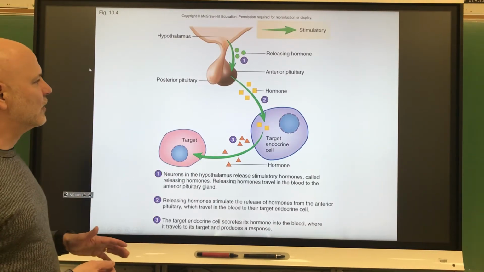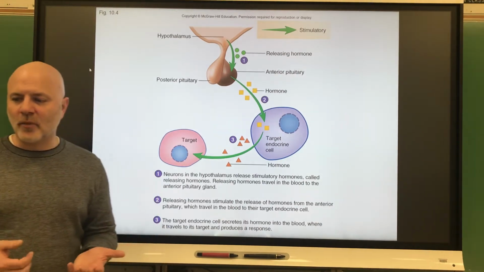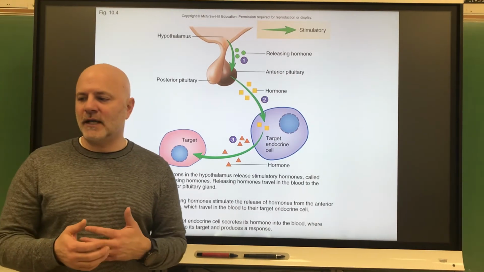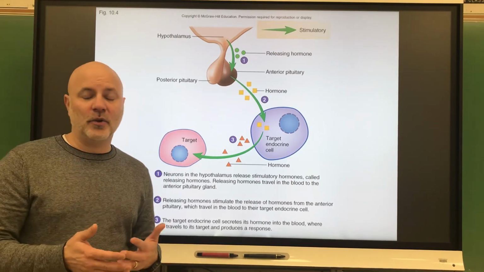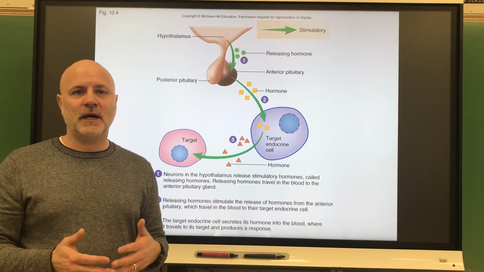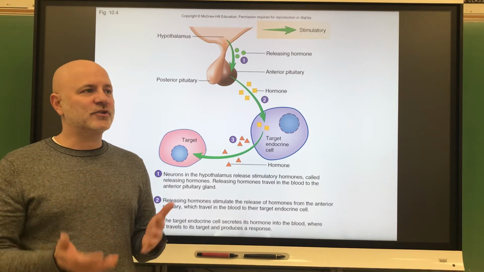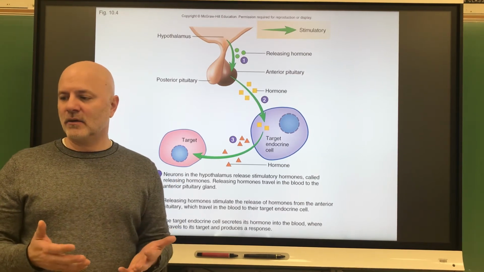Lastly is hormonal stimuli. So in hormonal stimuli, here endocrine glands are going to release hormones in response to hormones released or produced by other endocrine glands, all right? And this is the main way in which hormones are regulated here, all right?